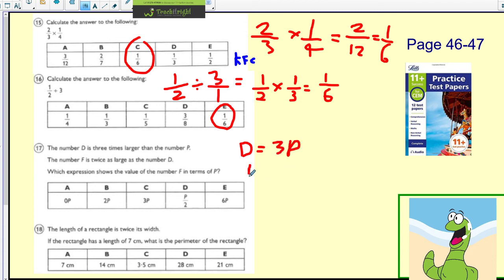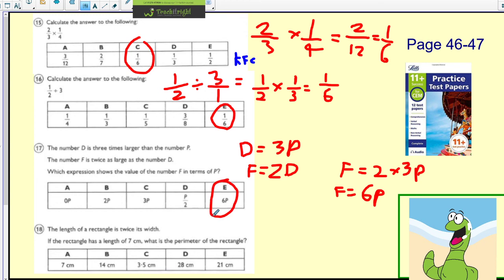And then F is twice as large as D. So F is equal to 2 lots of D. If we then combine those together, so F is 2 lots of D, F is going to be equal to 2 lots of this. So it's going to be equal to 2 times 3P. So F is equal to 2 times 3, which is 6 lots of P. So my final answer: 6P.